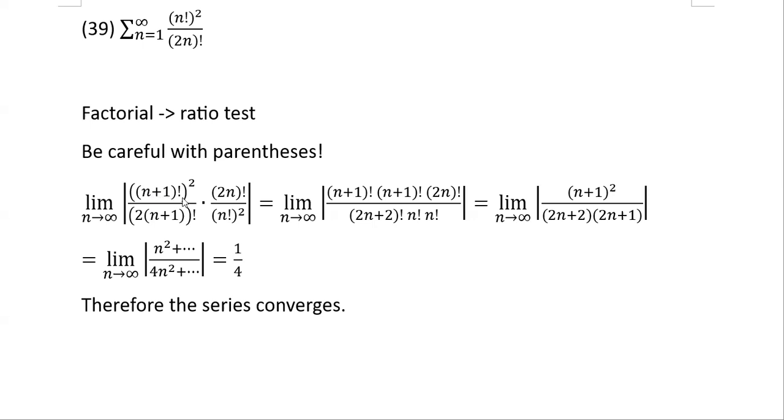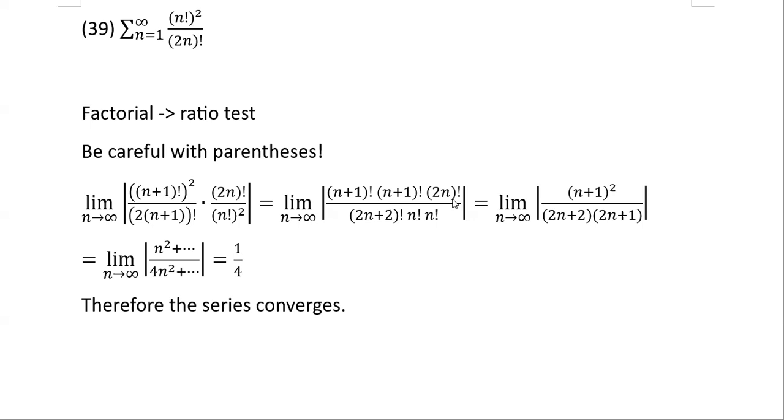This (n plus 1 factorial) squared, I wrote as the product of two of them. And then over here, I distribute the 2, so it becomes (2n plus 2) factorial. And then this n factorial squared, I wrote as n factorial times n factorial. This (2n) factorial remains over here.